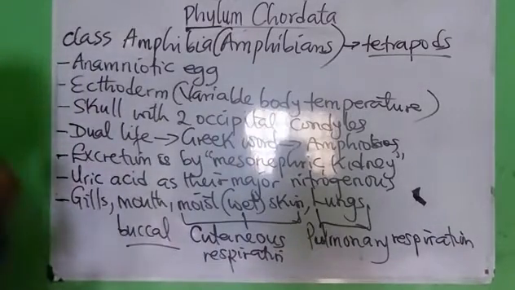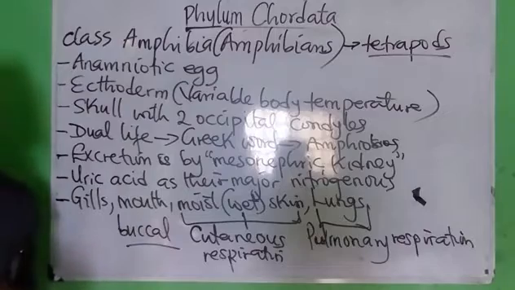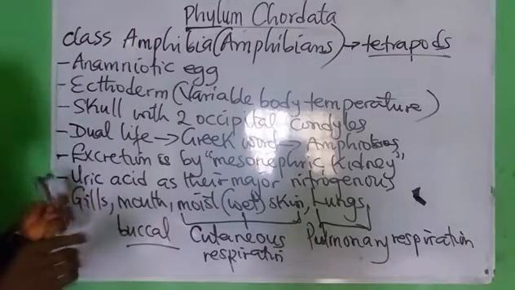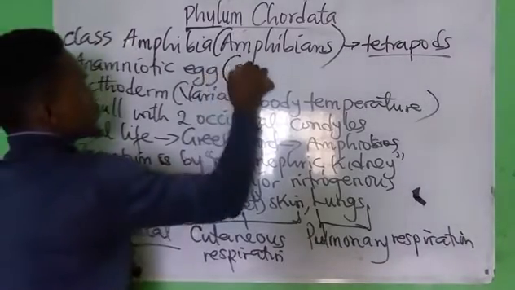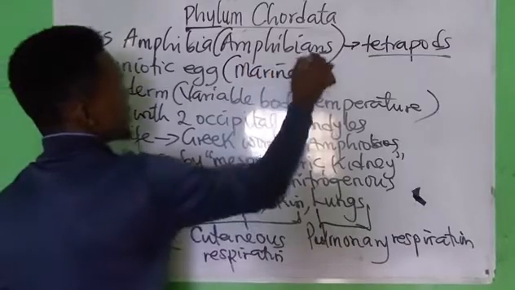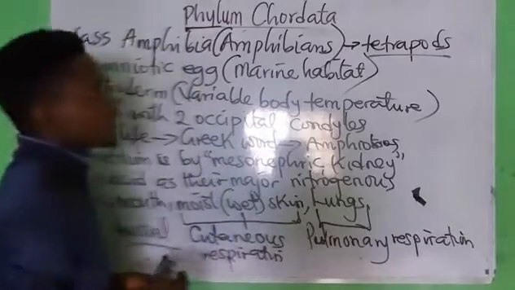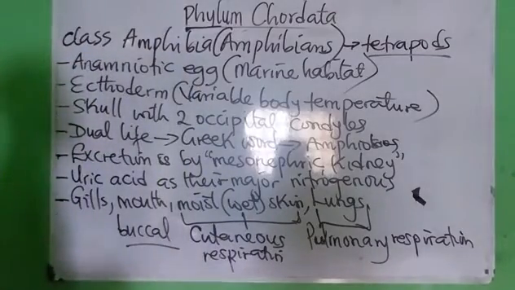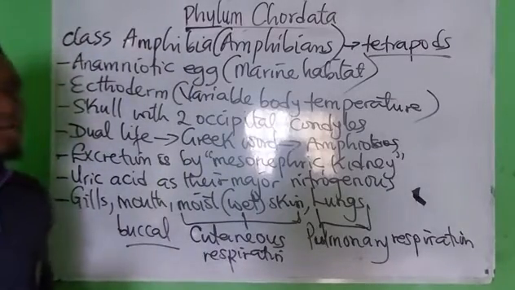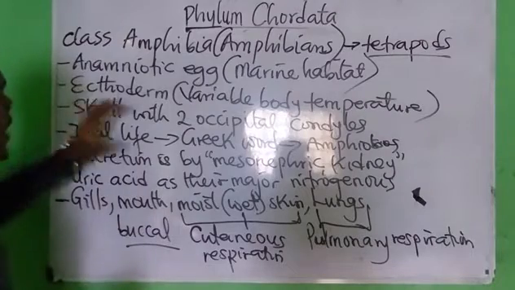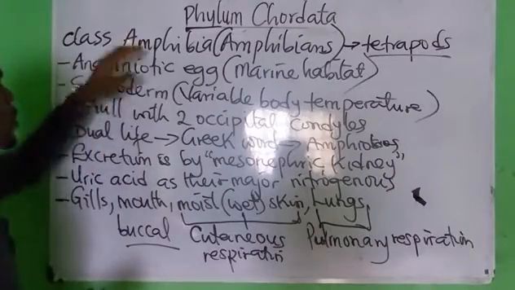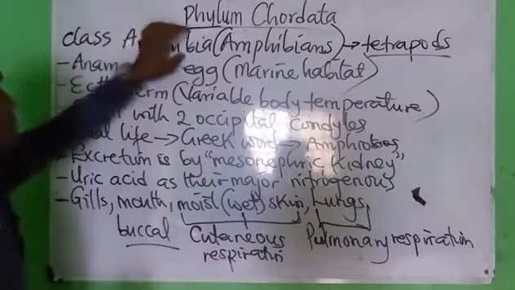Is there another one I've not dropped? Okay. They are also found in marine habitats. Take note of that. Some are also found in freshwater habitats. So these are the general features of class Amphibia.